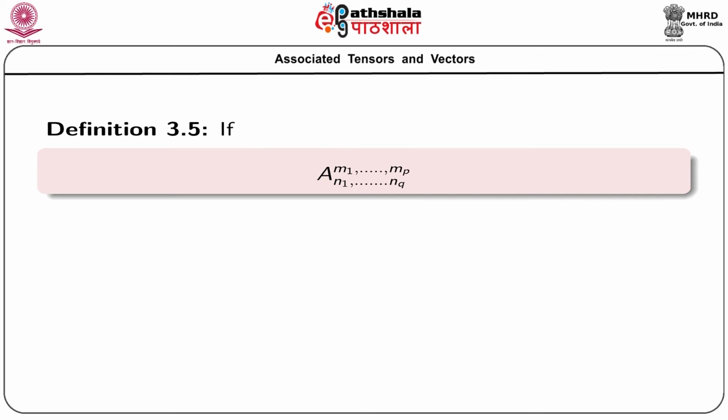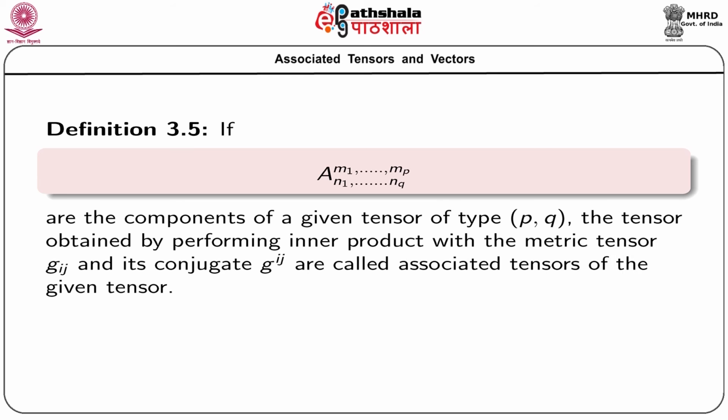Now, suppose A^{m1 m2 ... mp}_{n1 ... nq} is a component of a tensor of type (p,q), then the tensor obtained by performing inner product with the metric tensor g_ij and its conjugate g^ij are called the associated tensors of the given tensor.